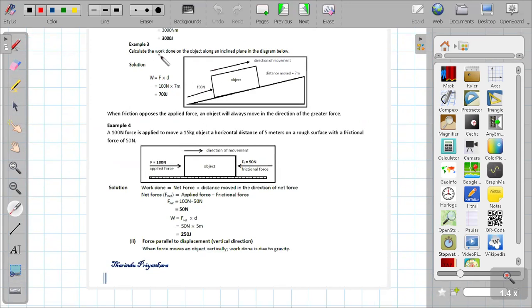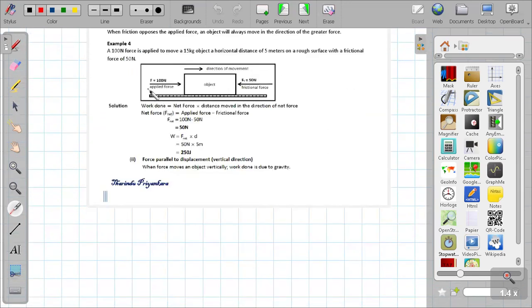And this one here, calculate the work done on the object along the inclined plane as given below. Force of 100 Newton multiplied by 7, that's the number of meters, 700 joule. In the next part, the applied force is 100 Newton and the other force is 50 Newton. Altogether, in the direction of the movement it is 100 minus 50, which is 50 Newton. So you have to find the resultant force here. The resultant force is 50, multiplied by 5 meters. Altogether, it is going to be 250 joule.